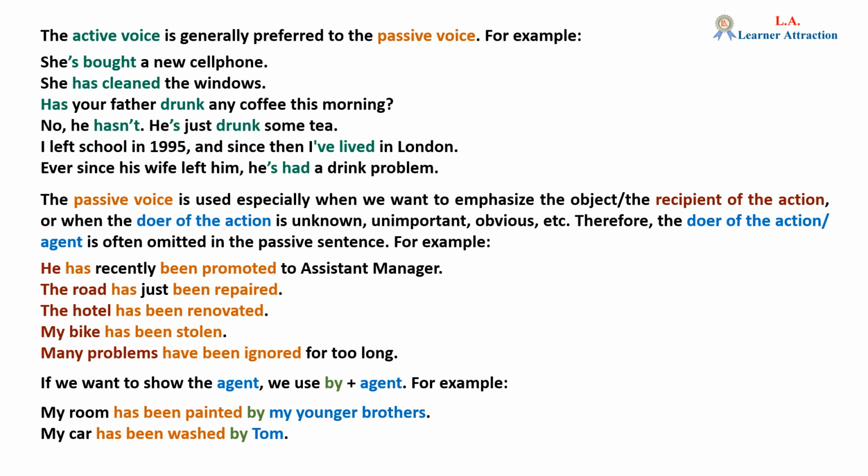If we want to show the agent, we use by plus agent. For example, my room has been painted by my younger brothers. My car has been washed by Tom.